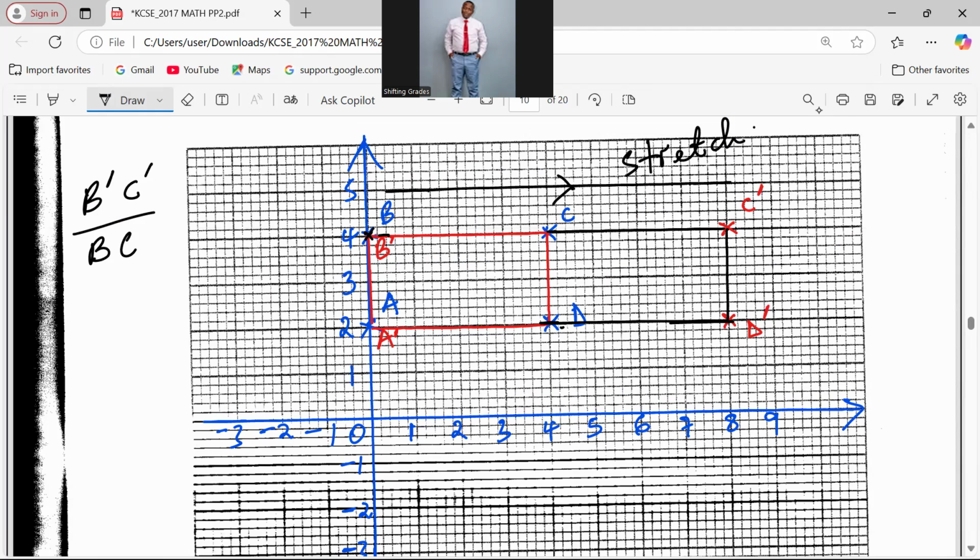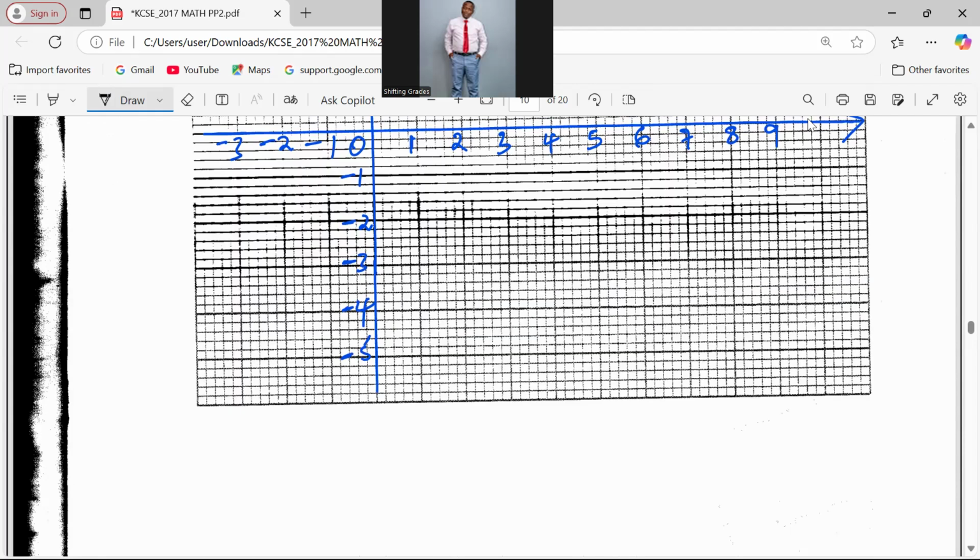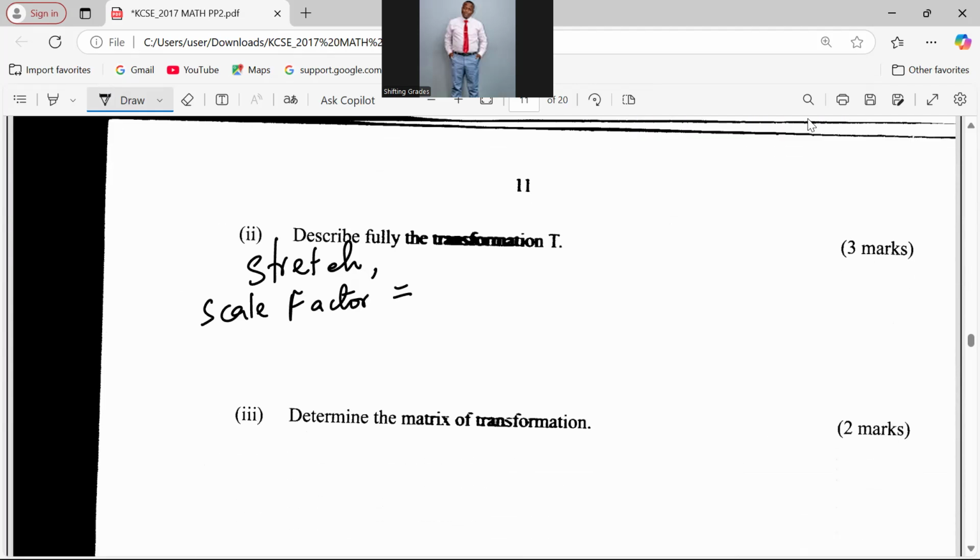From B prime to C prime, I can see 8 units. And from the original B to the original C, there were only 4 units. So I'm seeing 2 as the scale factor. So the scale factor of this stretch is 2.